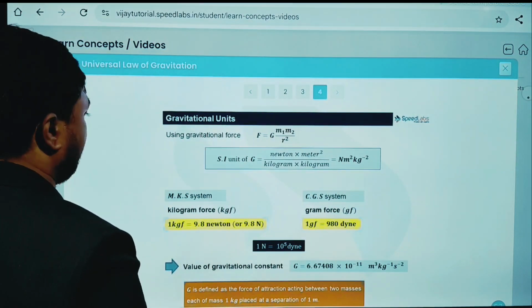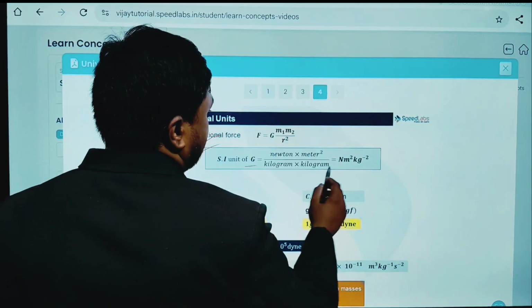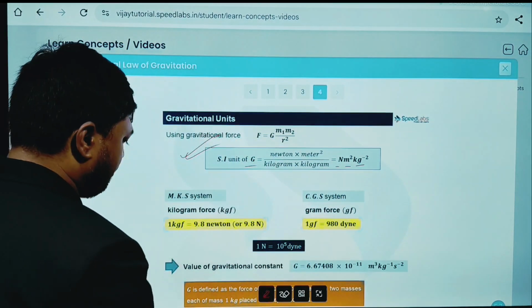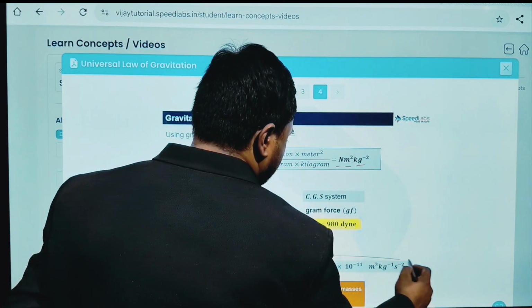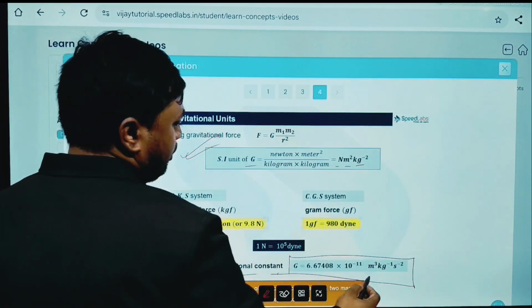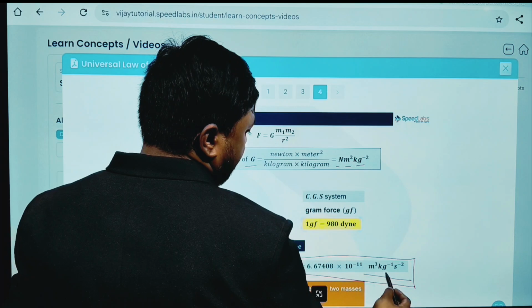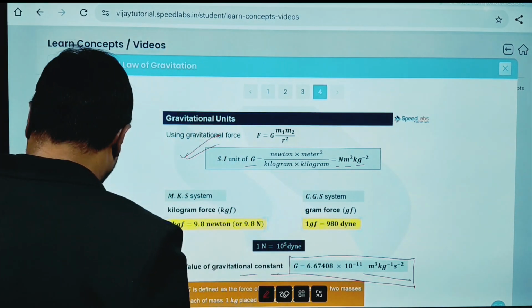Next, the unit of G. I told you the SI unit of G is Newton meter square per kg square. And the value of G you have to remember. This is very, very important. Either you can write Newton meter square per kg square, or meter cube per kg per second square.